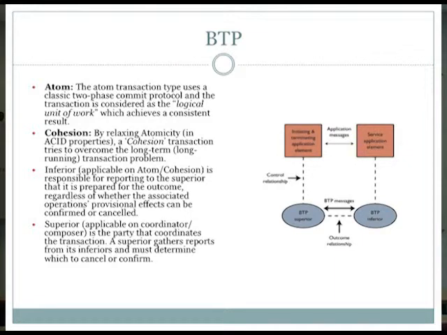Conceptually it has two structures. One is BTP superior and BTP inferior, for passing this transaction context. Inferior normally is responsible for reporting to the superior its outcome, the context. We will see context later. And superior is the main one that determines the success or unsuccess. It finalizes the transaction.